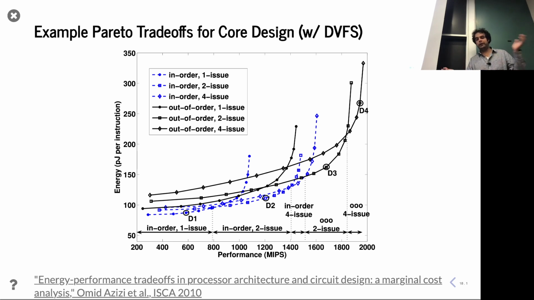There's 6 of them, right? Either in order, out of order, 1 wide, 2 wide, 4 wide. And then they were changing the frequency, right? And because they're changing the frequency, they were also able to change the voltage, and this they were able to get different energy points.